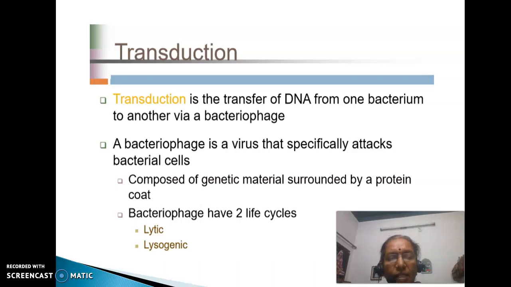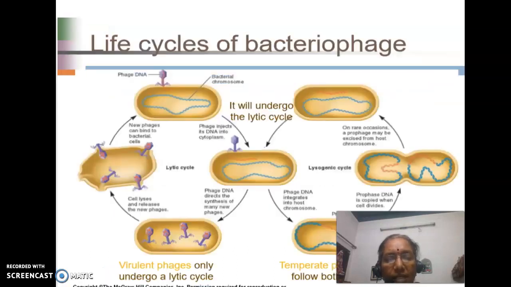Bacteriophages can replicate by two modes. One is the lytic mode, the other one is the lysogenic mode. This we can easily understand with the help of a diagram. In this diagram, on the left side you are finding the lytic cycle, and on the right side the lysogenic. The lytic cycle is mostly followed by the virulent phages as a part of their life cycle, while the temperate phages can follow both the lytic as well as the lysogenic.